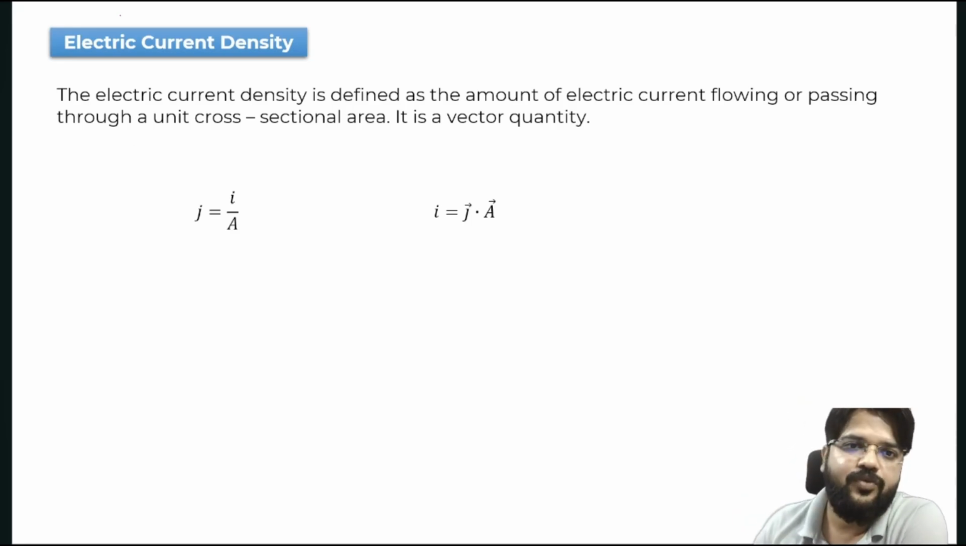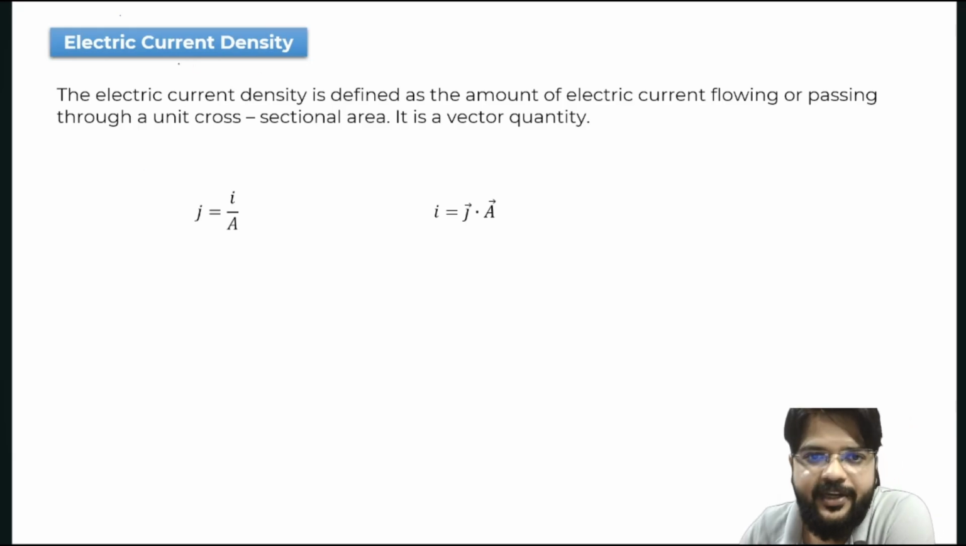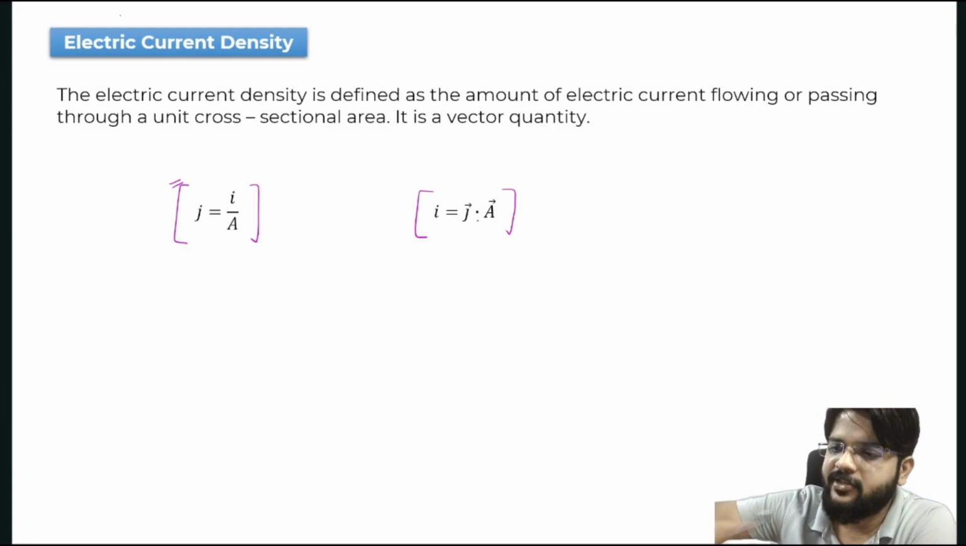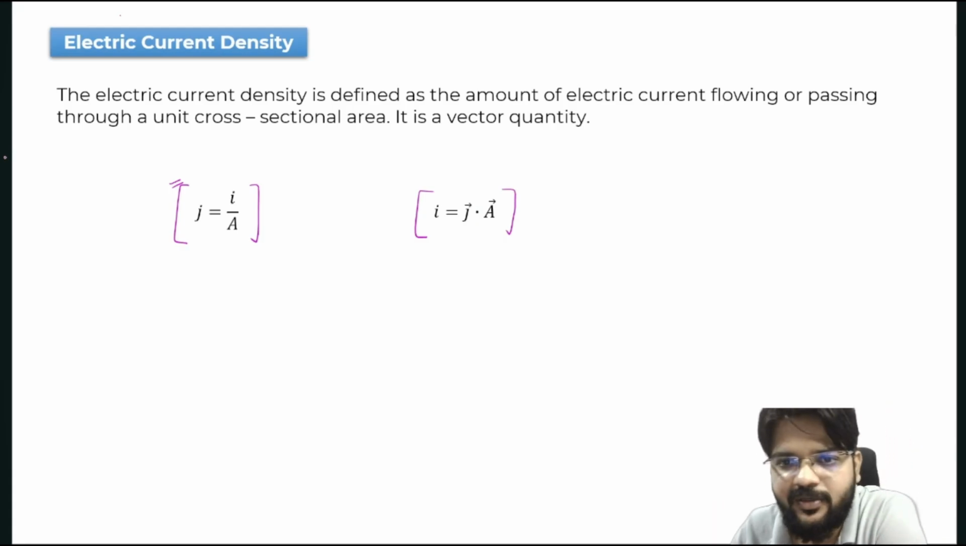All right. And what is the mathematical formula of electric current density? It is I by A. Correct? The ratio I by A is equal to what? It is the current density. And if you write this current density in vector form, it is I equals J dot A. All right. And the direction of current and the direction of current density are in the same direction. Correct? Keep this thing in your mind.